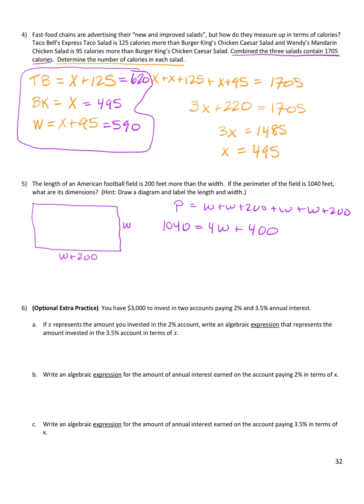So subtract 400 from both sides. And we get 640. Divide both sides by 4. And we get that the width is 160. And that means that the length is 200 more than that, so we add 200, and I get 360. The units on these were feet.